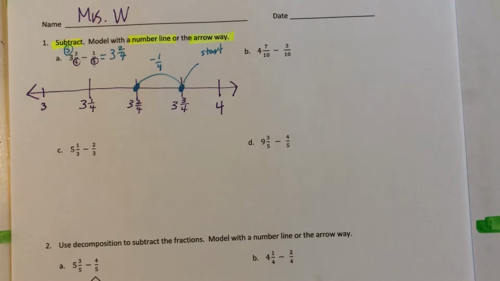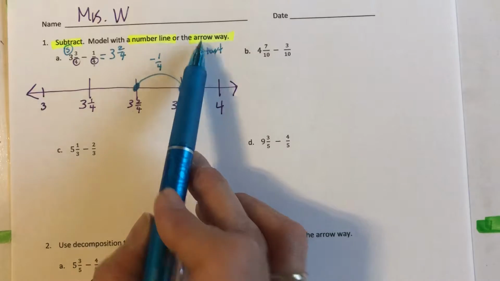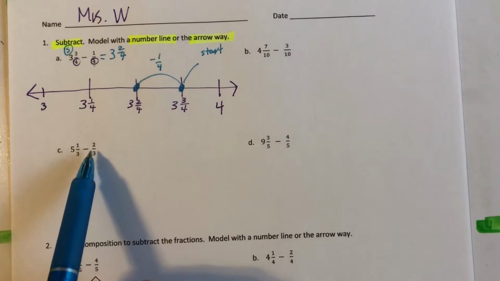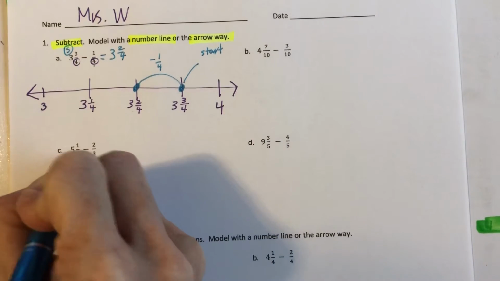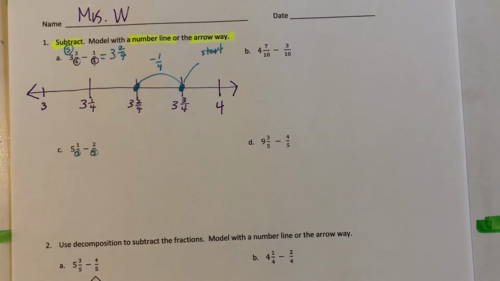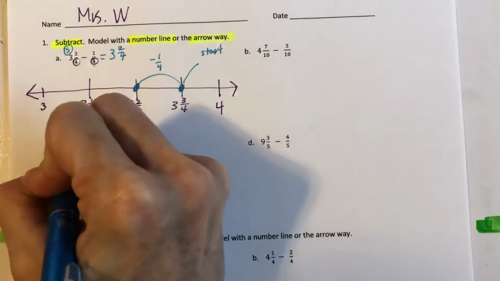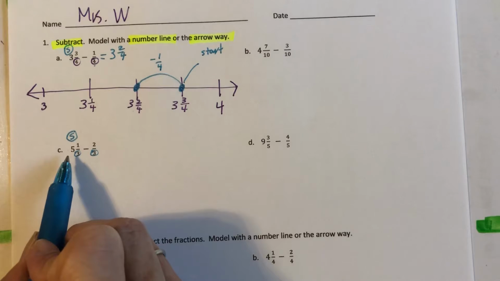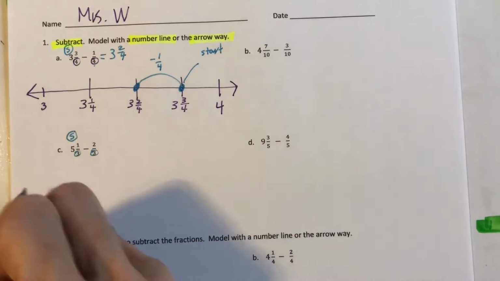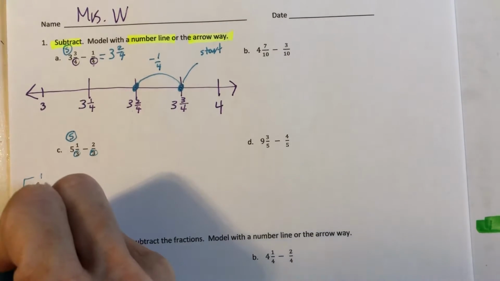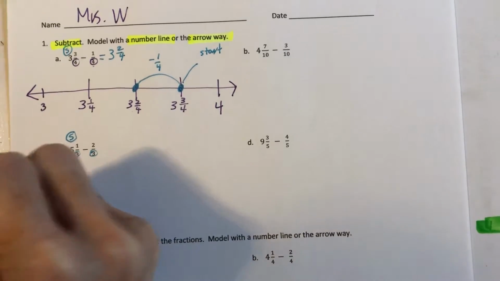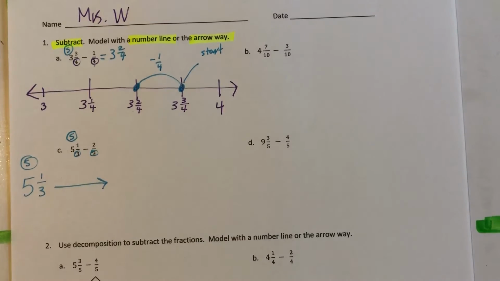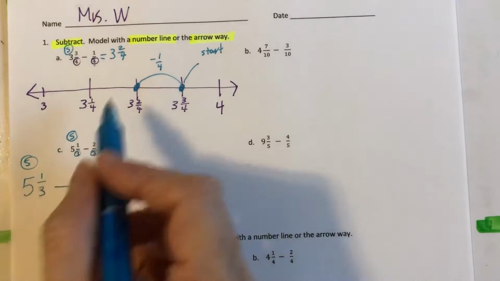Now we will do C together and use the arrow strategy. We've got 5 1/3, take away 2/3. So we want to acknowledge that our unit fraction is going to be thirds when we reason this in our head. Our large fraction here, 5 1/3, is our starting point. So you want to begin the same thing here. Your starting point here will be 5 1/3. And with the arrow strategy, you want to take away 2/3.